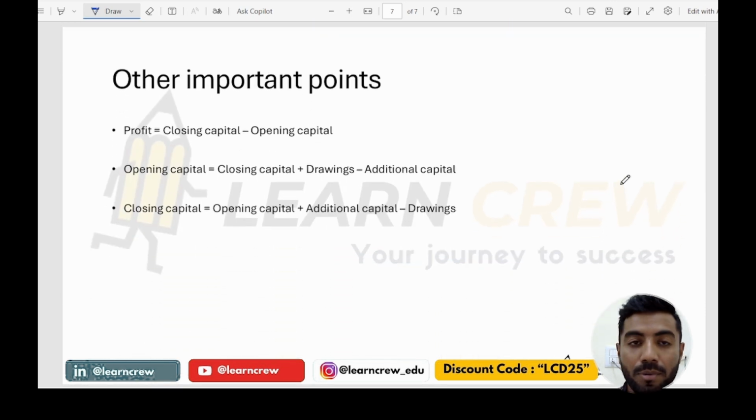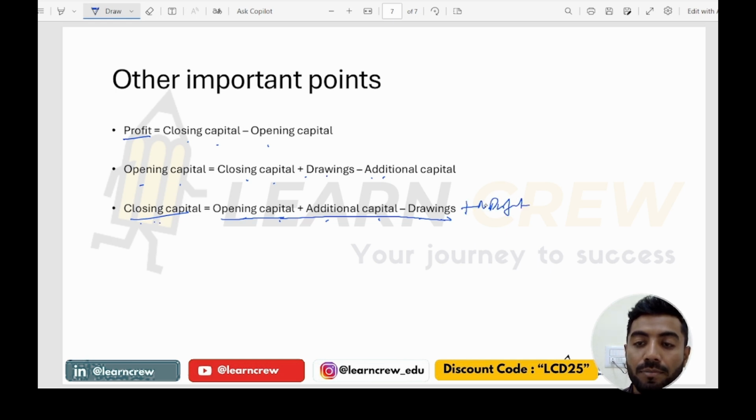There are some other important points. To find the profit, it is nothing but closing capital minus opening capital. We already discussed this. Opening capital is equal to closing capital plus drawings minus additional capital. Closing capital is nothing but opening capital plus additional capital minus drawings. It's just been rearranged, but you can remember this. Closing capital equals opening capital plus additional capital minus drawings, plus net profit, which will give you the closing capital balance.